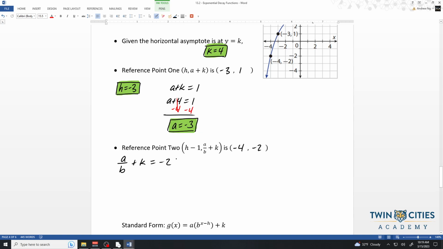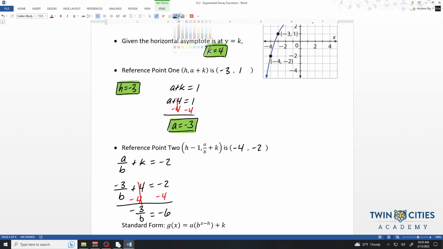Let's fill in what we know. A is -3, so -3 over b plus 4 is equal to -2. All right, let's start solving. Subtract 4 from both sides. So we've got -3 over b is equal to -6.